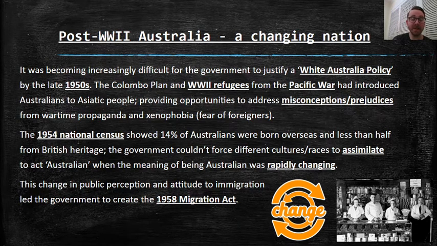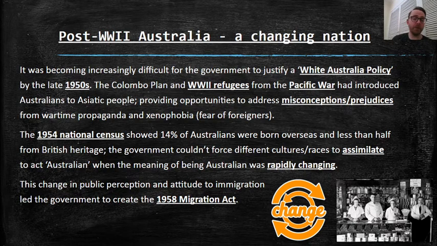post-1950, you had the Colombo Plan that introduced people to Asiatics for the first time. You had World War II refugees from the Pacific War, Indonesia and the Philippines, who had been brought to Australia to avoid the conflict of World War II. That was really significant because for the first time, Australians actually met these people. Instead of seeing those horrible propaganda posters that painted them as monsters, they met Asiatic people and thought, oh, they're just normal people, cool.